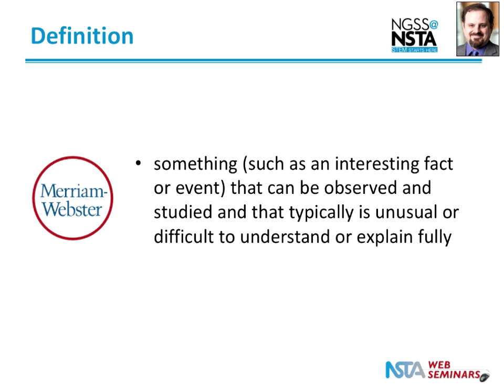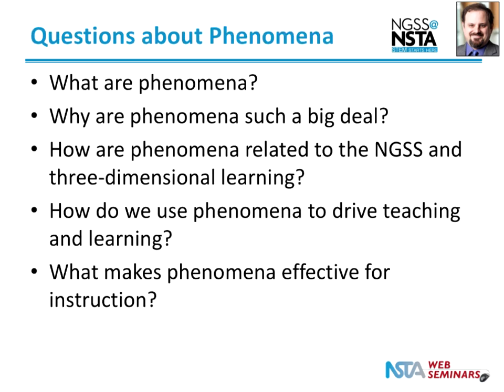And then we get to Merriam-Webster here, which gave a definition of phenomena as an interesting fact or event that can be observed or studied and is typically unusual or difficult to understand or explain fully. That seems to be the most relevant definition for working with phenomena. Some people talk about discrepant events as being related to phenomena, and while all discrepant events are phenomena, not all phenomena are discrepant events. And we should be ready to think broadly about the different ways we can use phenomena through all of this. But we'll get into some more ideas about the criteria for phenomena as we go along.